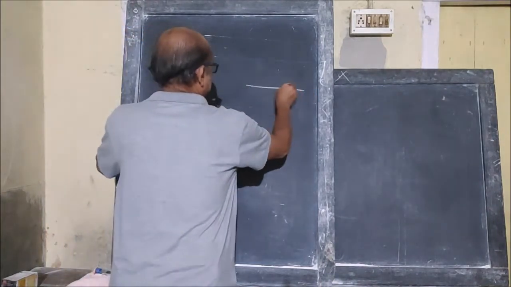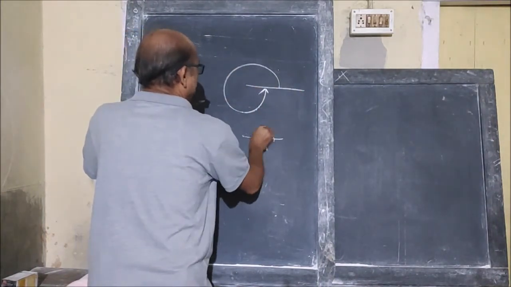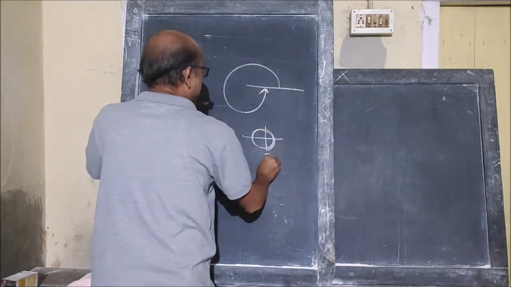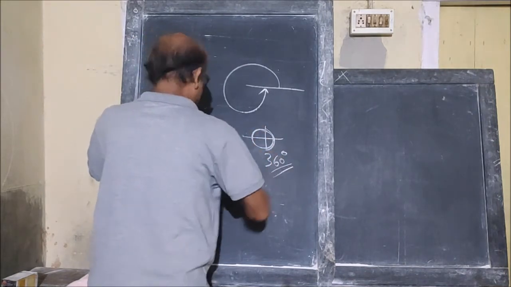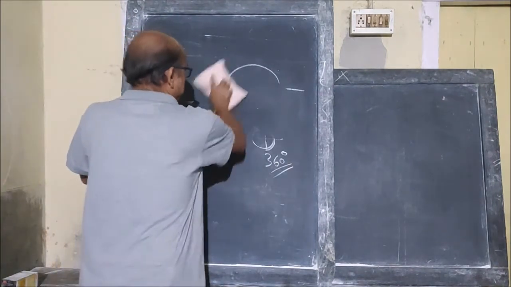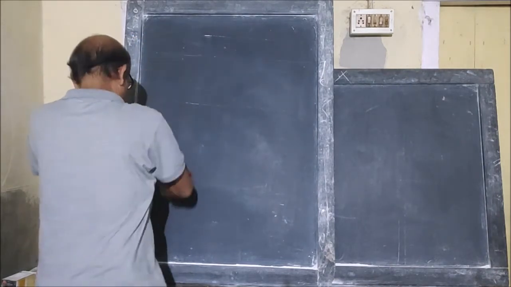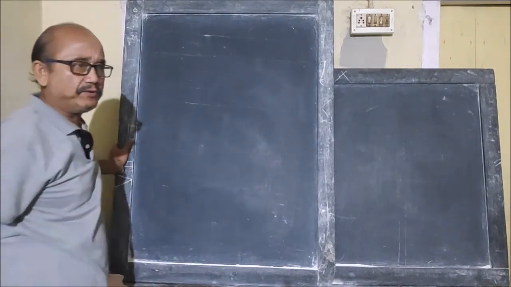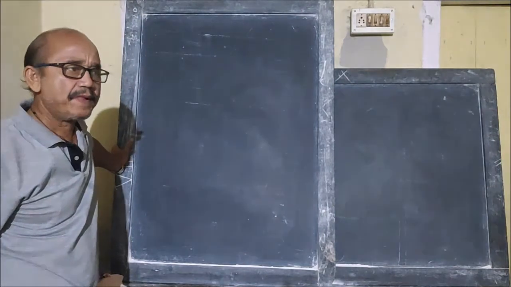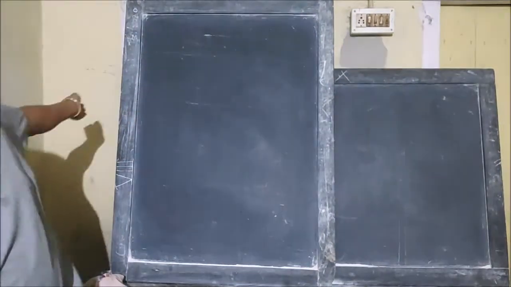Now next one, complete angle. This one that I discussed, like this. That means the whole. It is what? Complete angle. Now you see here, except the types of angles, there are other pairs of angles.